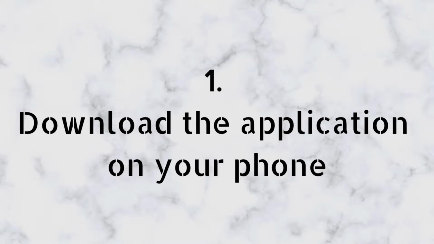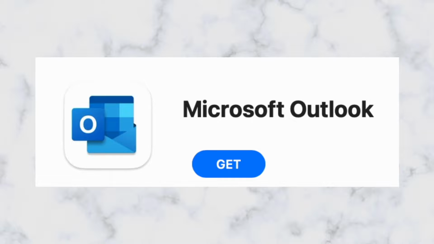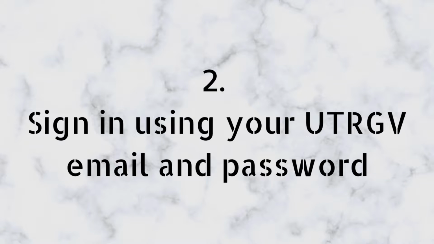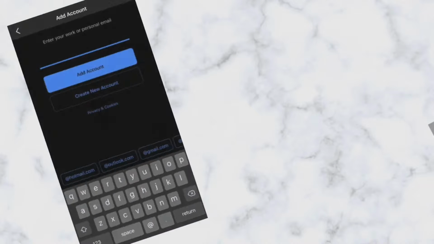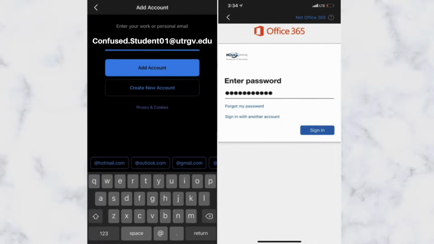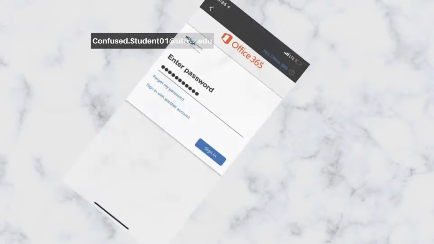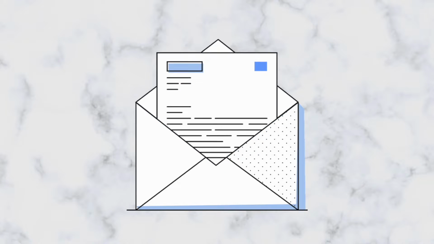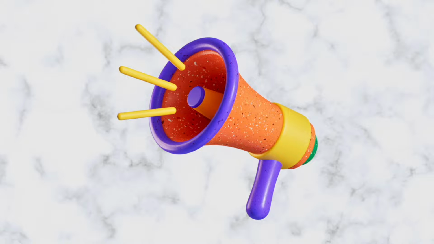First, you want to download the application on your phone, and this is how it should look like. Once you have downloaded it, you want to open the app and log in using your UTRGV email and password. You can use the Outlook app to send an email or to view the Blackboard announcements that your professor will be emailing throughout the semester.